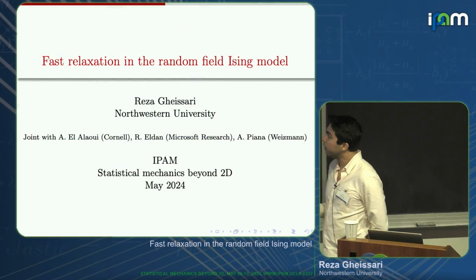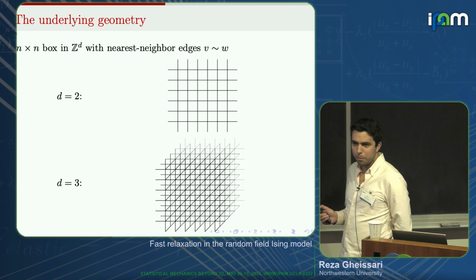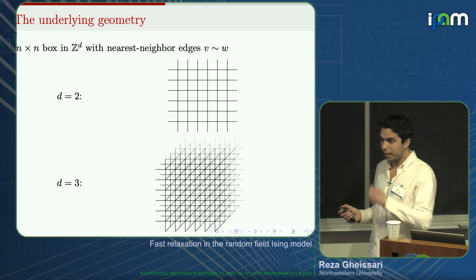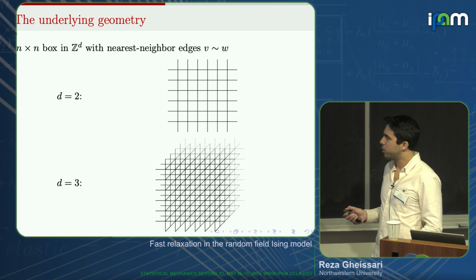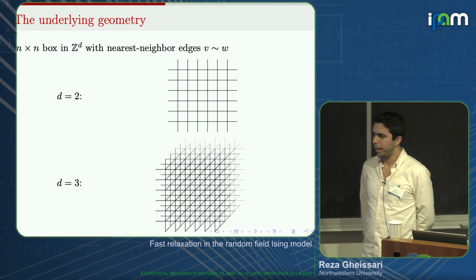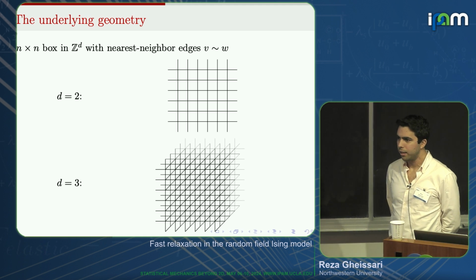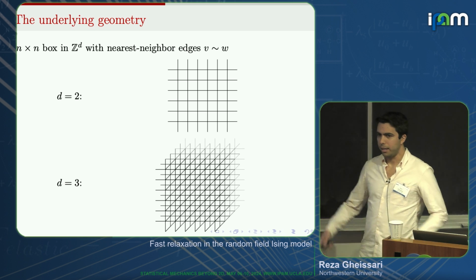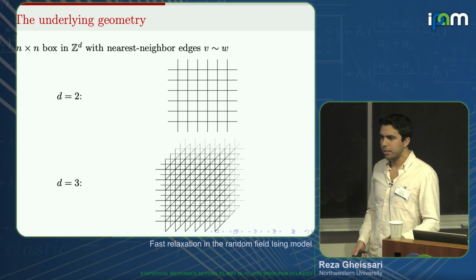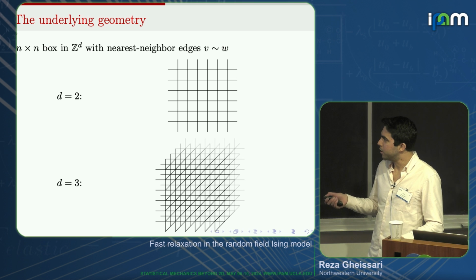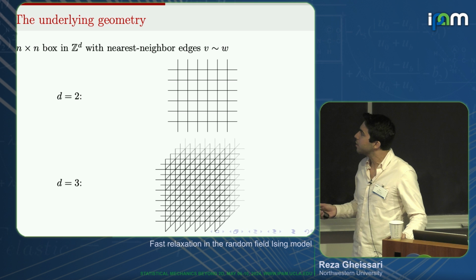So let me just set things up, remind you of things you might know already. The underlying geometry for me throughout the talk is going to be Z^d, or subsets of Z^d, and little n will be the index of the side length of the box that we're thinking about. So here's d equals 2, d equals 3, n by n by n, dot, dot, dot box.